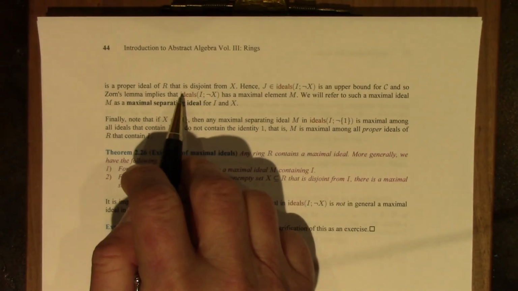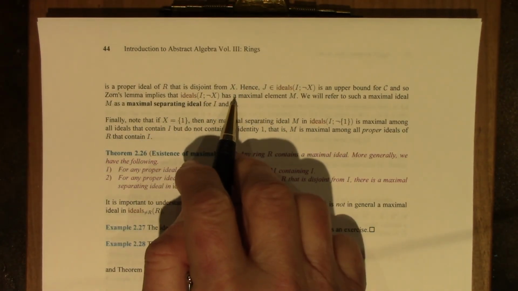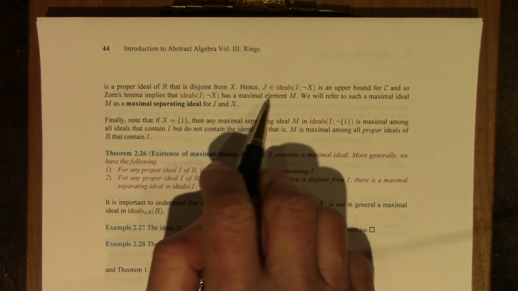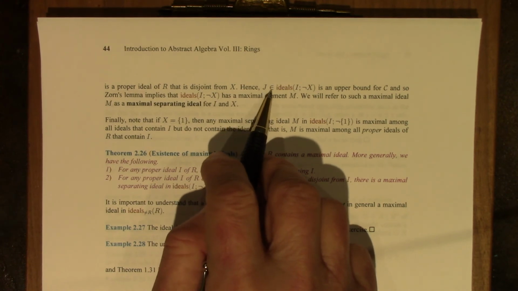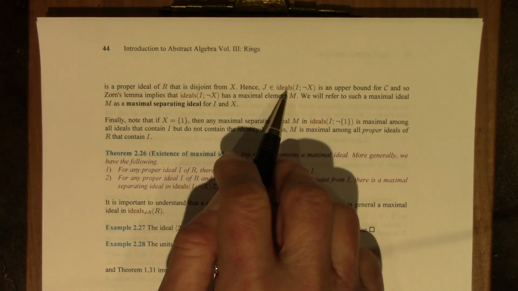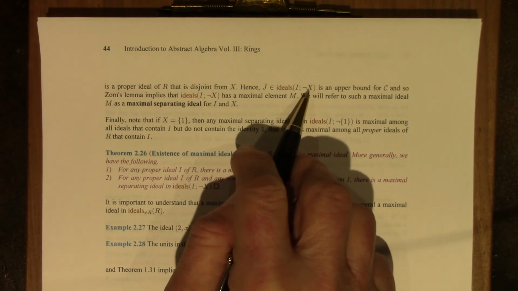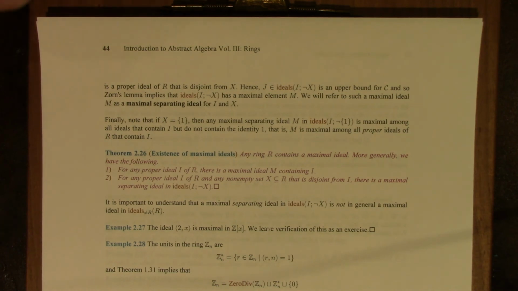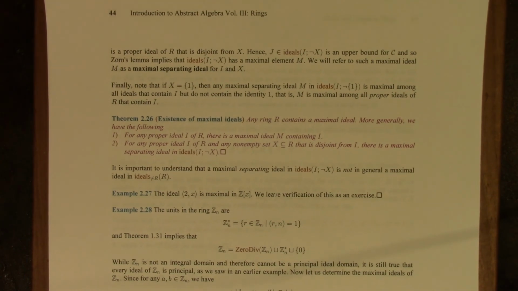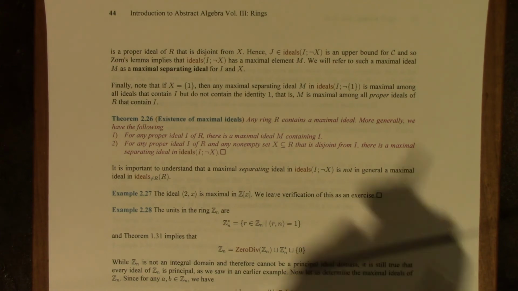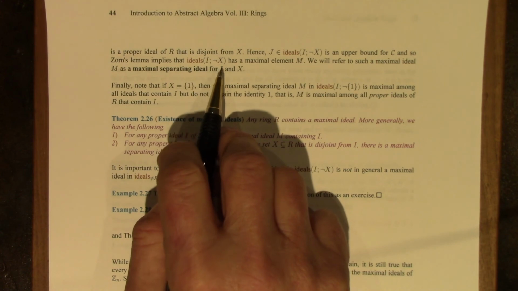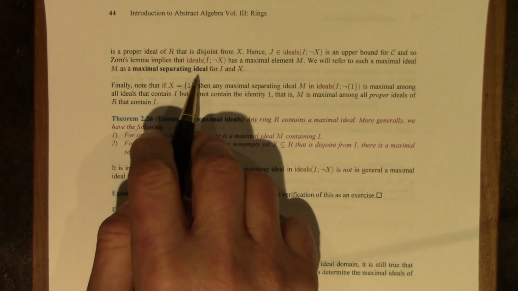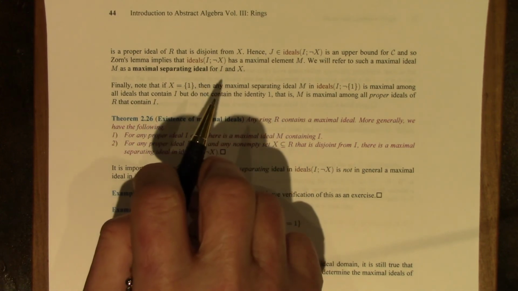So it's a proper ideal of R that's disjoint from X. And so this union is in fact an upper bound for the chain. It belongs to this family, and it's an upper bound for the chain. So Zorn's lemma, which says that whenever every chain has an upper bound, there must be a maximal element, tells us that this family has a maximal element. And this is referred to as a maximal separating ideal for I and X.